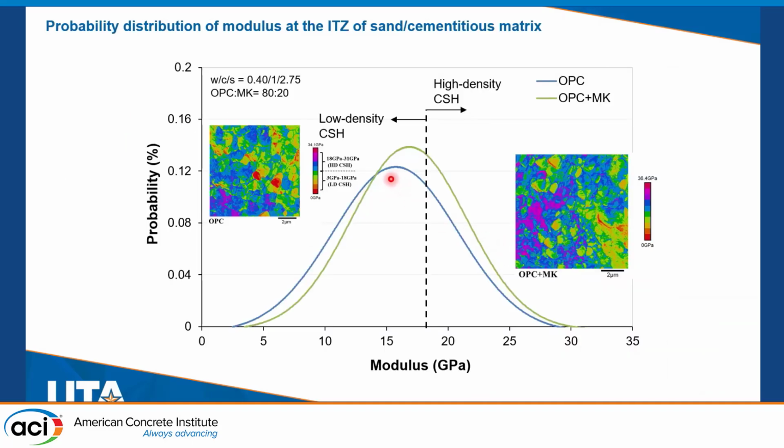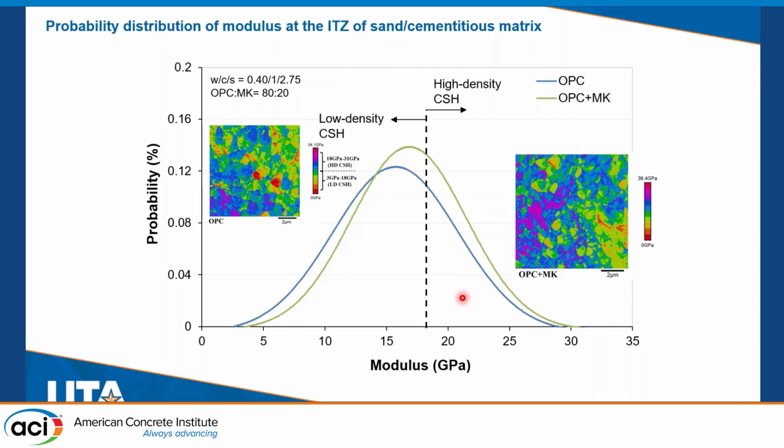So here I'm showing you the results of plain OPC and OPC plus metakaolin. We can see that with the addition of metakaolin, the mean modulus shifts towards the right. Now, the modulus range for CSH is between 8 to 32 gigapascals, and from the literature, modulus above 18 gigapascal corresponds to high density CSH. We see that with the addition of metakaolin, the curve shifts towards the right, and we have a higher area of the curve above 18 gigapascal, which gives us a qualitative estimate of the amount of high density CSH we have.